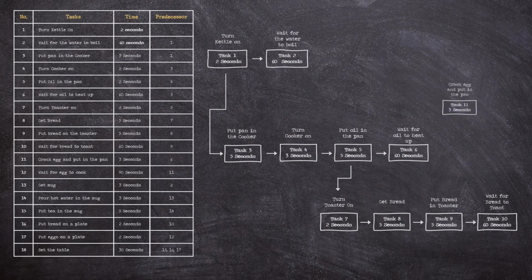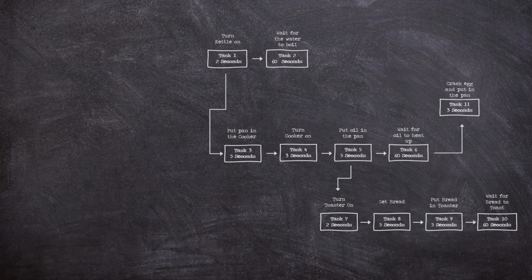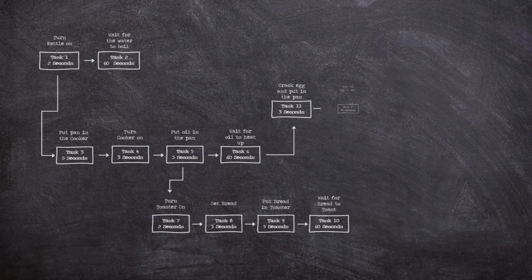When we do task 11, which is cracking the egg and putting in the pan, take note that this should come after task 6, and therefore you need to make sure that task 6, waiting for oil to heat up, is completed before doing task 11. Then we do the rest of the diagram and include the time in each task.